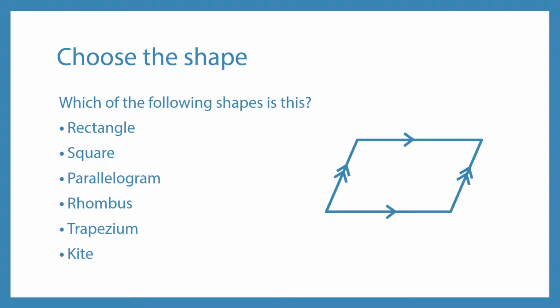Okay, so you need to choose which quadrilaterals are represented by this shape. So we can start off, we say it's not a rectangle because it doesn't have right-angled corners. It's also not a square because of that reason. It is a parallelogram because opposite sides are parallel. It isn't a rhombus because the different sides aren't all the same length. It also isn't a trapezium because it has two sets of opposite sides being parallel, not just one. And it's not a kite because adjacent sides, or sides next to each other, aren't the same length. So this here is a parallelogram.